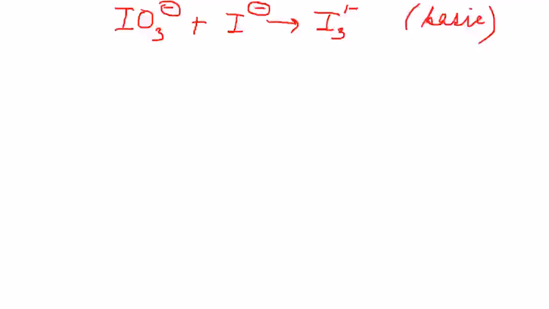We have iodate, IO3 negative, which is reacting with I minus to give you I3 negative. So realize iodine is present in both of the starting materials. So I'm going to write down both the oxidation reaction and the reduction reaction. We are going to balance each of those separately, individually, and then we'll add them together at the end. So I have I minus, which is becoming I3 minus. And if you think about it, the first thing that you have to do is balance out your atoms.